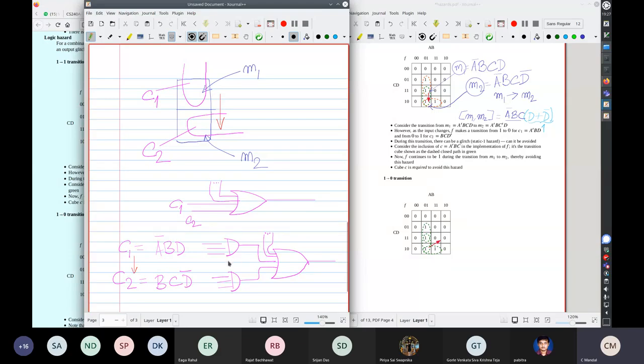So what is happening is you've got a transition from C1 to C2. Say this is on, and this one goes off. This is your transition. This is where C1 is on, and here C2 is on. Now in this period, you can have a glitch. In this period you can have a glitch.